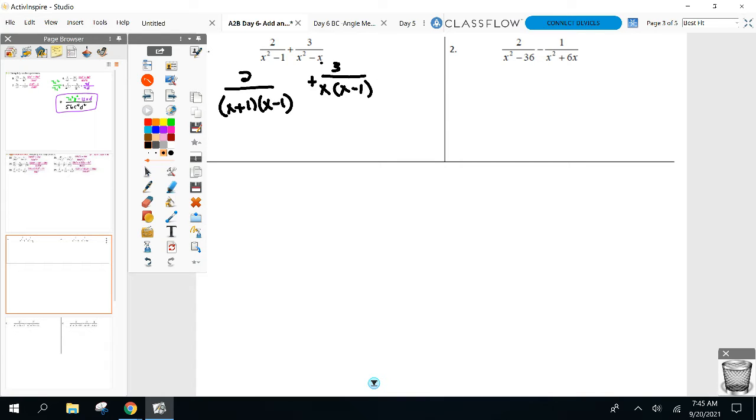All I want you to do, if possible, when adding and subtracting, is factor your denominators. Factor the denominators if possible, which I can. No crossouts, though. No crossouts.